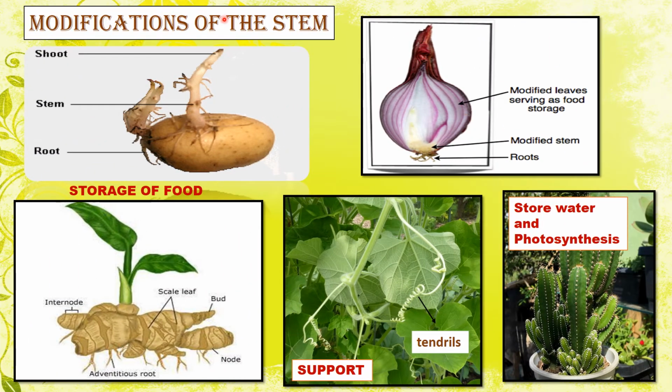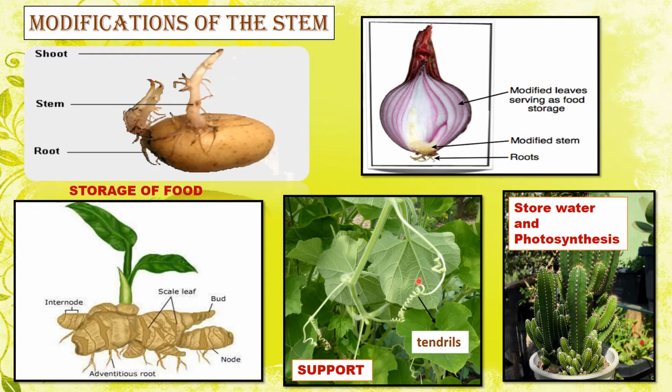Modification of the stem. In some plants, stems get modified to perform various functions. The first modification is storage of food. In potato, onion and ginger, the stem is present under the ground. In potato and ginger, the stem becomes thick and fleshy as it stores food. Onion has many modified leaves for storage of food. Stems storing food are eaten as vegetables.